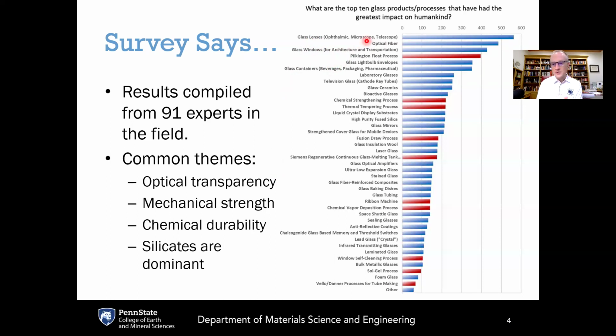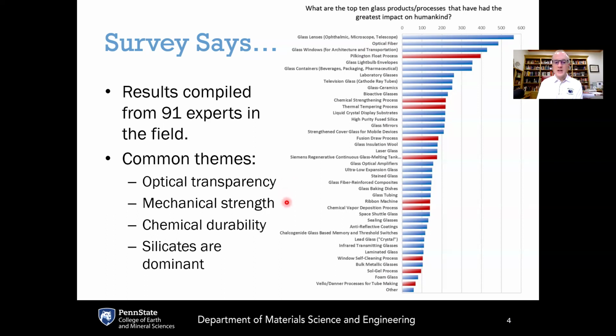It needs to be as transparent as possible so that the optical signal can be transmitted over hundreds of kilometers. Now, not all glasses are optically transparent and not all applications require optical transparency. But for most of the important applications that have had the biggest impact on human society, optical transparency has been a critical part of that.